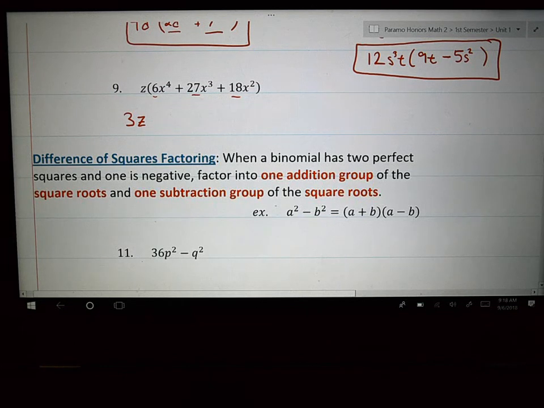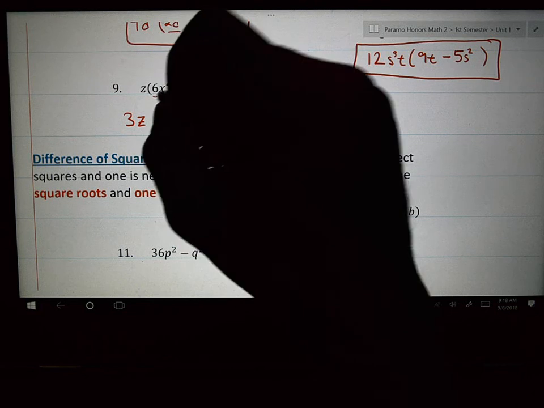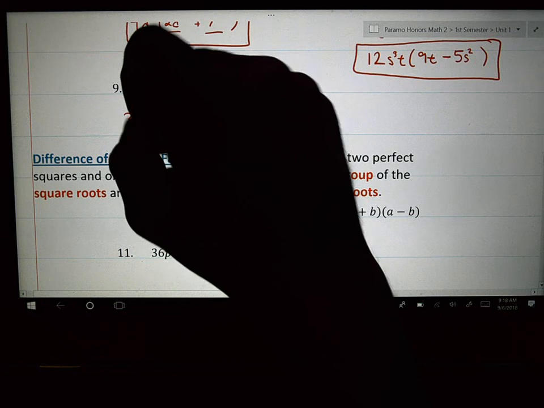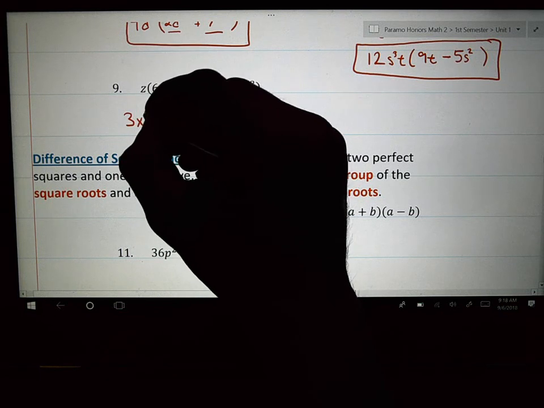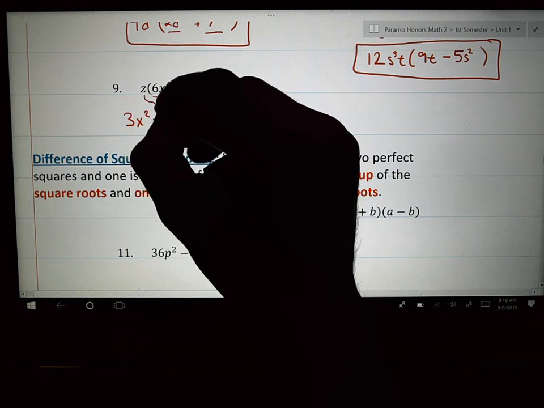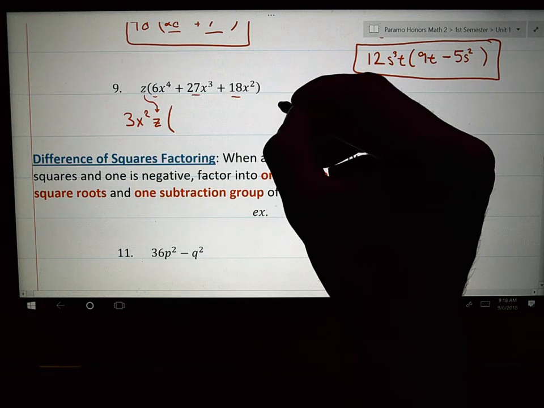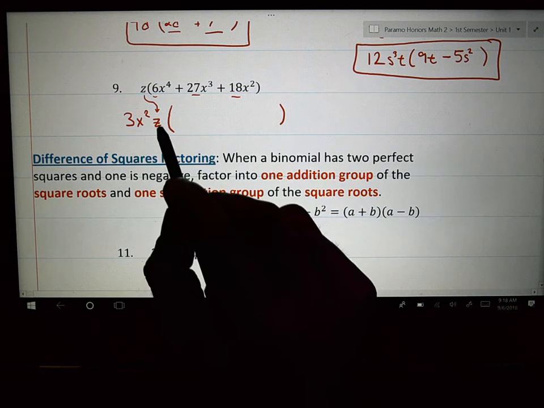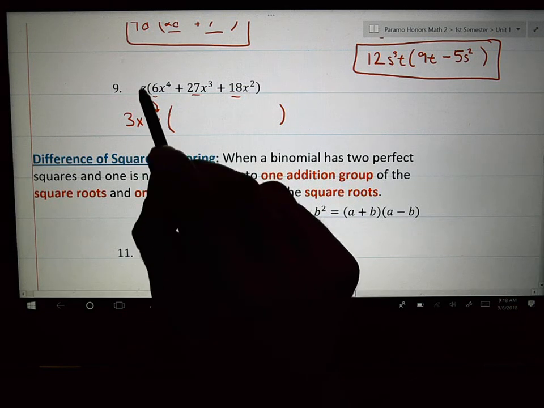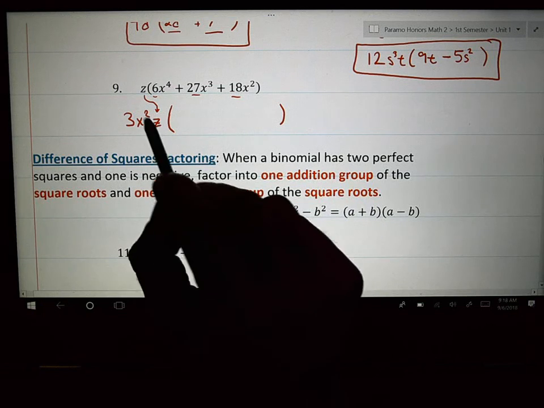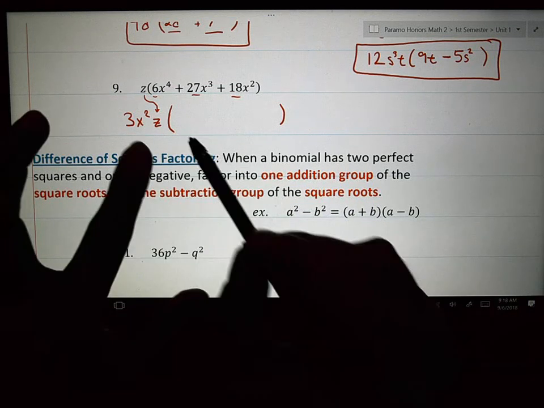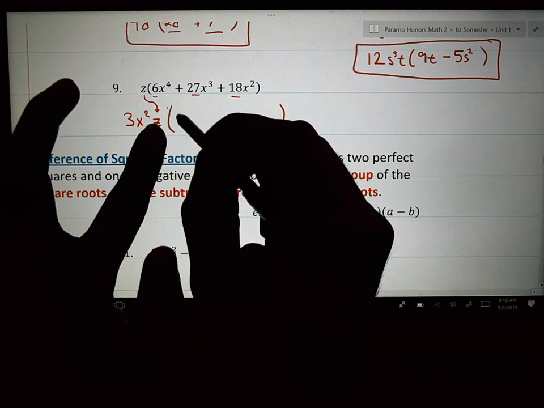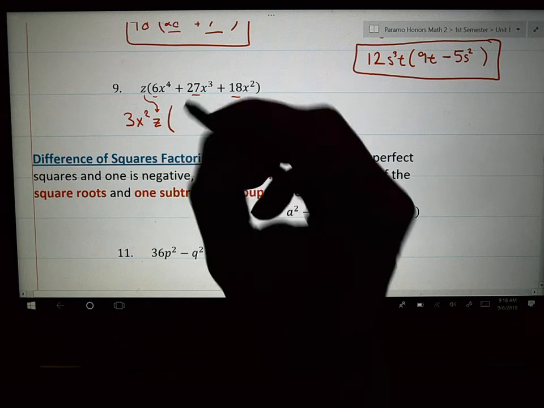Is there a common variable that's in all 3? Yes. How many of the x's could we also pull out? 2. Okay, because I like to write my things in alphabetical order, I'm going to put 3x squared and then keep that z right there in front. 3x squared z. If you're wondering, that z being in front still multiplies that GCF we just factored out. In my mind, I'm kind of ignoring it because I'm going to do 3x squared times what gives me 6x to the fourth? 2 what?